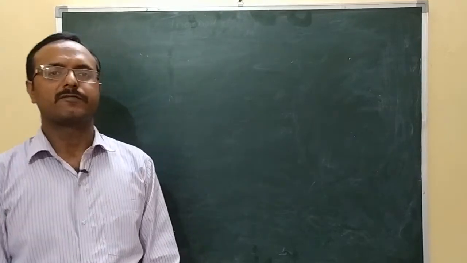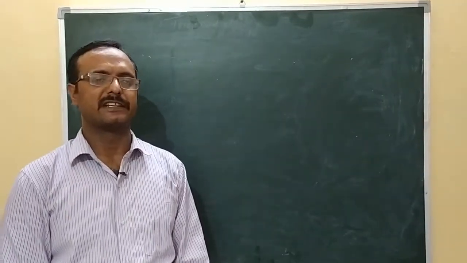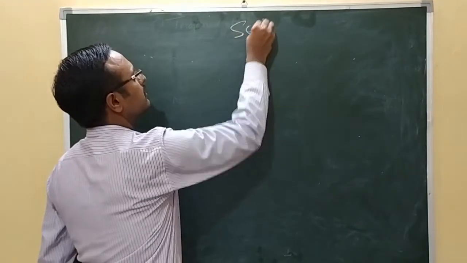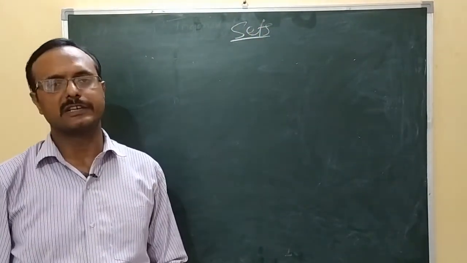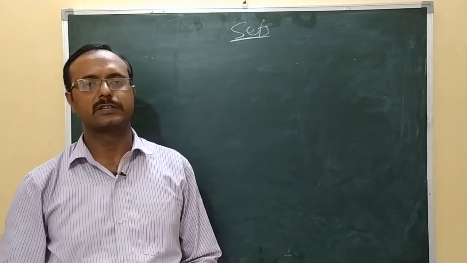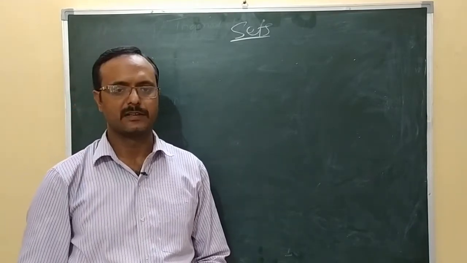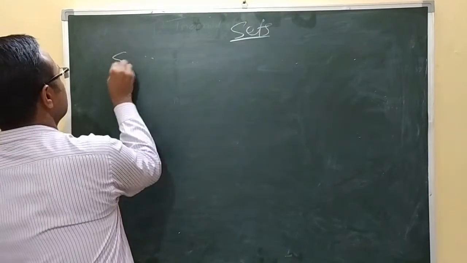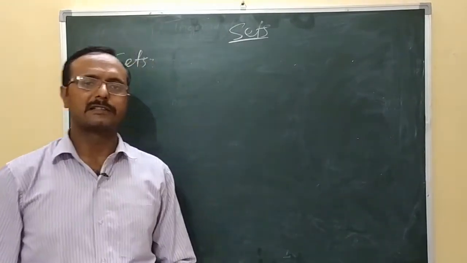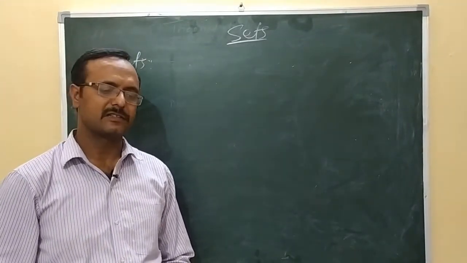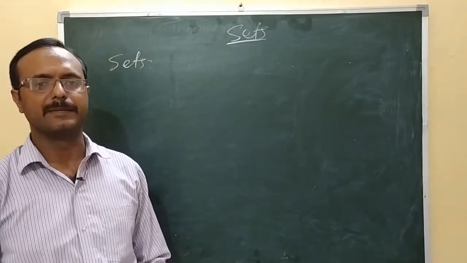This is part 1 of the first chapter of class 11 sets. In this chapter we are going to discuss what is a set, then we are going to see the different types of sets. First, what is a set? It is a well-defined collection of objects, and these objects are generally called elements.